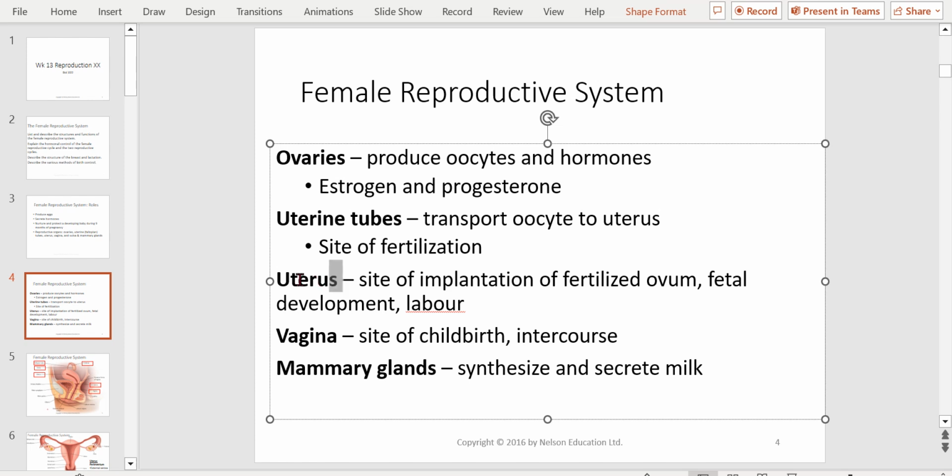We want it to go to the uterus via the fallopian tubes, where this is the site of implantation of the fertilized ovum, fetal development, and this is where labor happens. The uterine muscle, stimulated by oxytocin, gets those uterine walls a rumbling. The vagina, the site of childbirth and intercourse. Mammary glands synthesize and secrete milk.